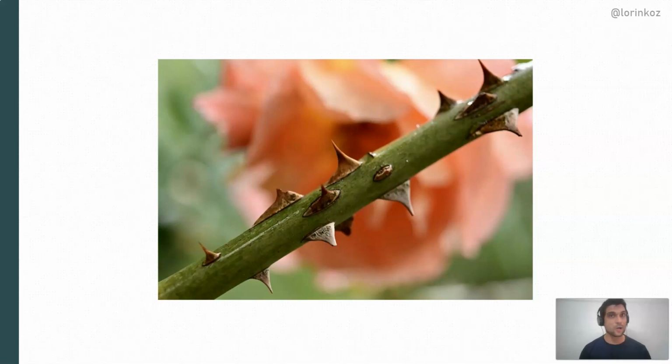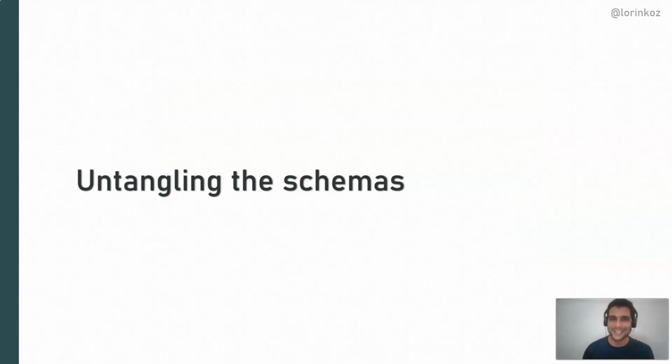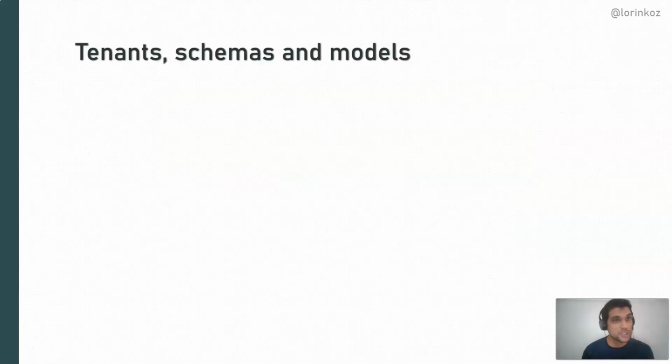So in this talk, I'm going to cover some of the most important thorns I wish I had known before embarking on multi-tenancy through Postgres schemas. That is, what is wrong with the multi-tenancy approach? Let's answer this by covering the short, middle, and long-term challenges of the approach itself. So let's begin by untangling the relationship between tenants, schemas, and models.